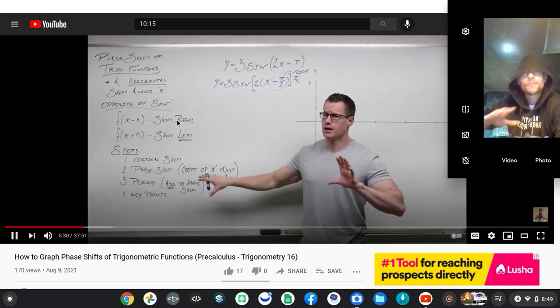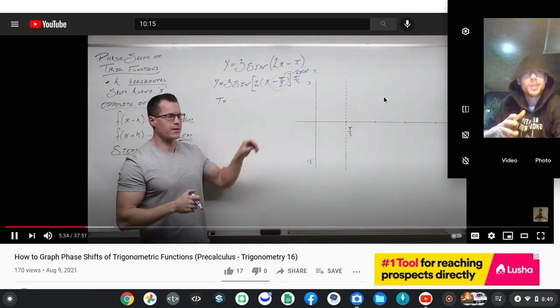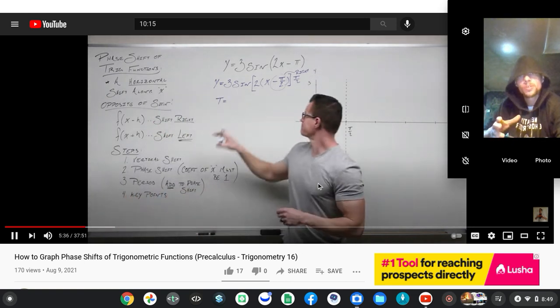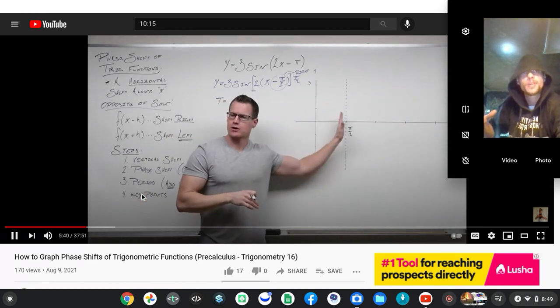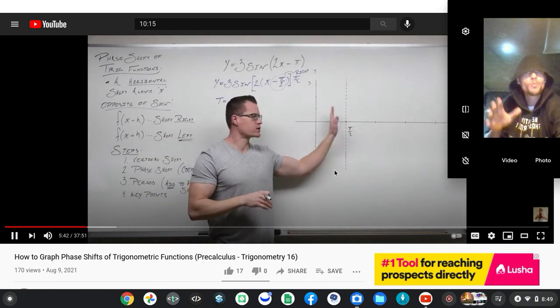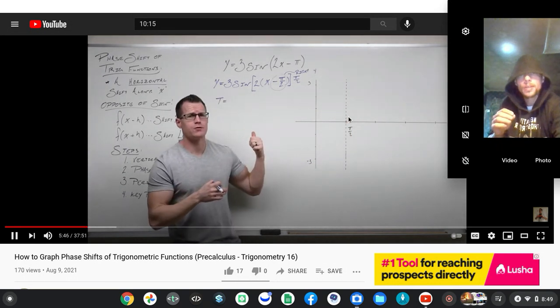Our period, from yesterday, equals 2 pi. We've shown where the phase shift is, and so I'm treating our y-axis as the shifted version. Our key points all look the same. Remember that our key points are based on whatever trig function you have.